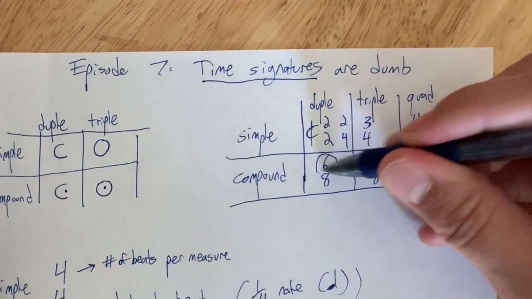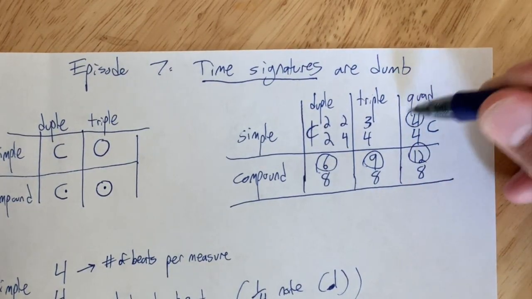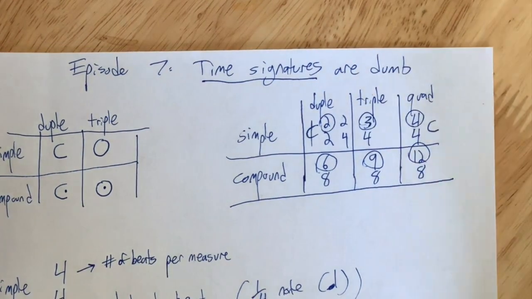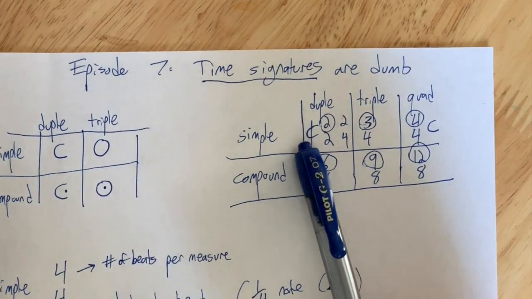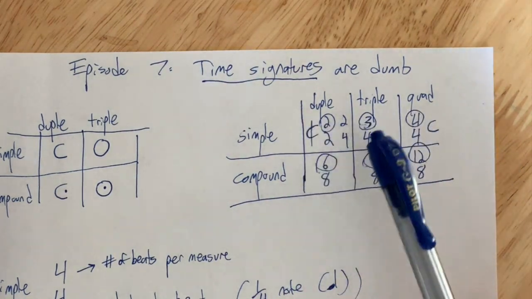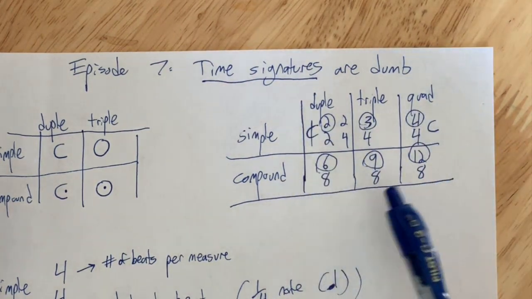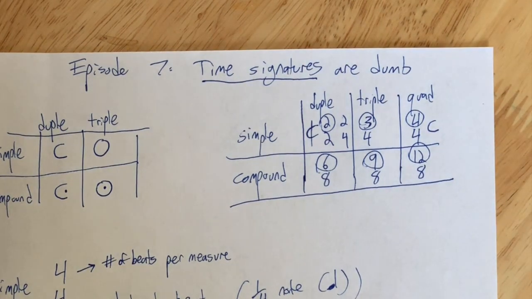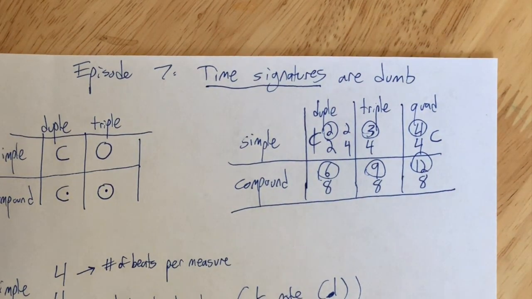The good news is these top numbers of our time signatures never change. If it's a 2, it's duple simple. If it's a 3, triple simple. If it's a 4, quad simple. 6, 9, and 12, compound, duple, triple, quad. Never changes. It's dumb, but you just have to learn it.